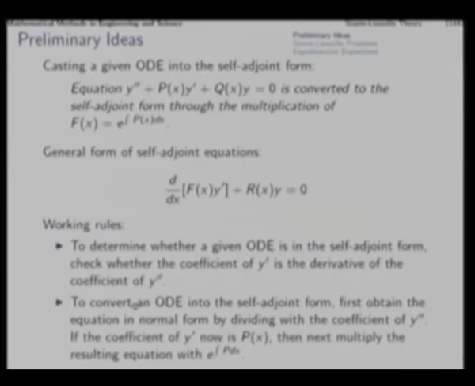If it is not so, and we want to convert it into self adjoint form, then first we convert it into the standard form by dividing throughout with the coefficient of y double prime, if it has any non trivial coefficient which is not 1. So, to convert an ODE into the self adjoint form, first we obtain the normal form, the standard form, by dividing the entire equation with the coefficient of y double prime. After that, whatever appears as the coefficient of y prime, call that P x, and then multiply this new equation throughout with this integrating factor, this F x, and the resulting equation is in the self adjoint form.